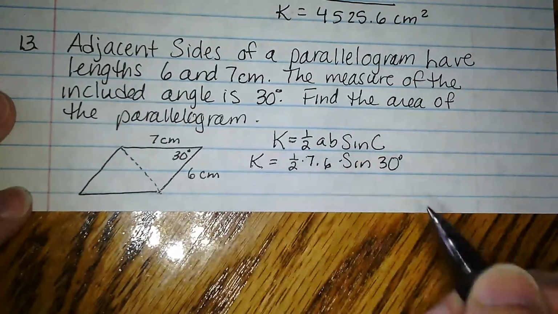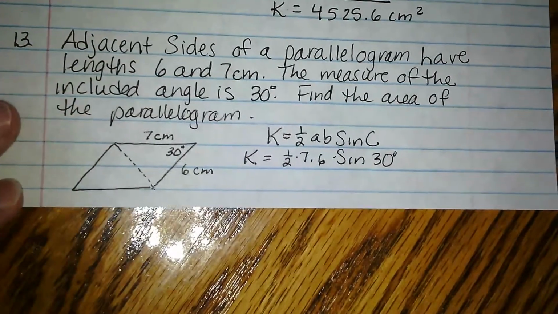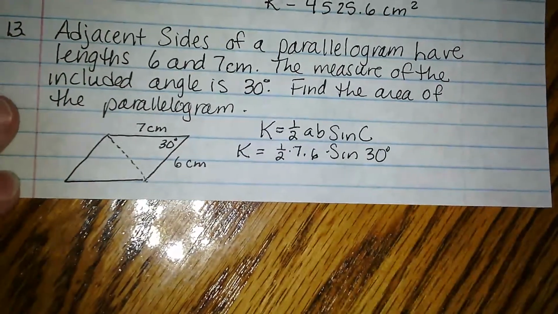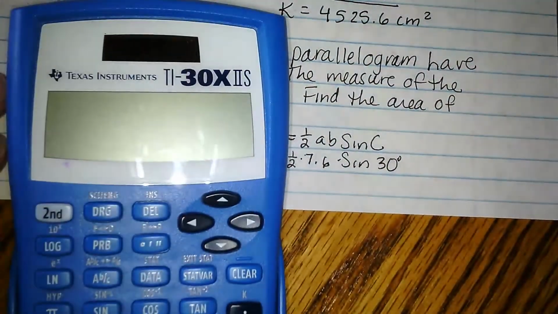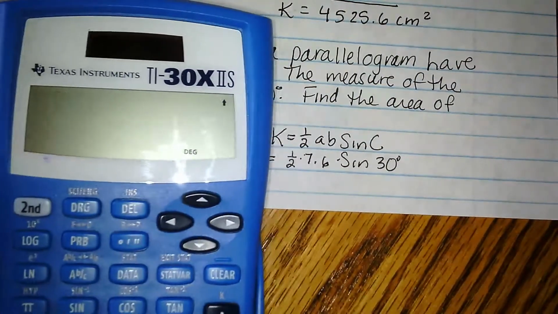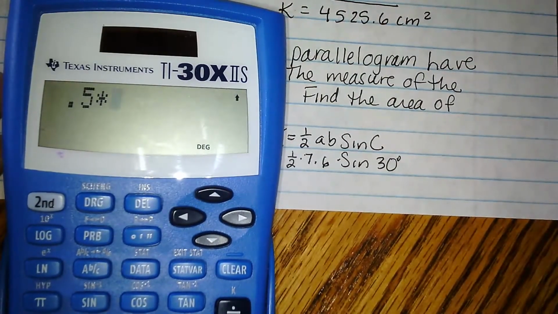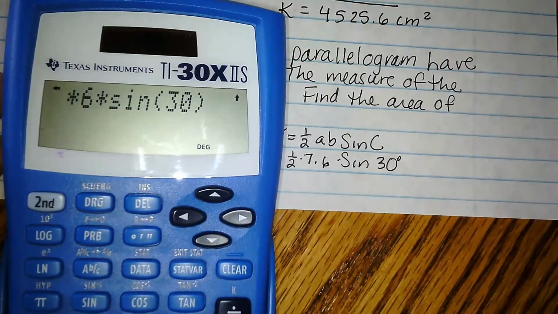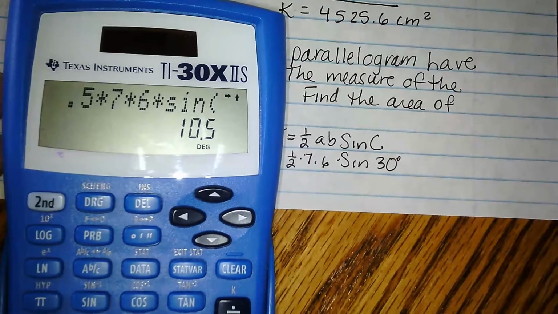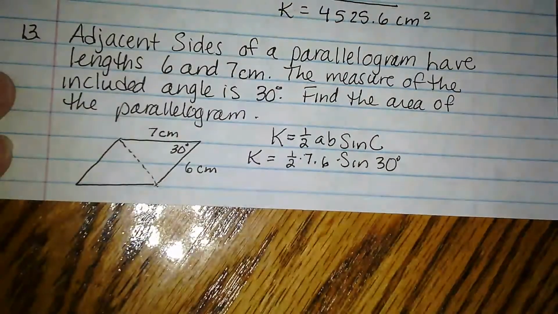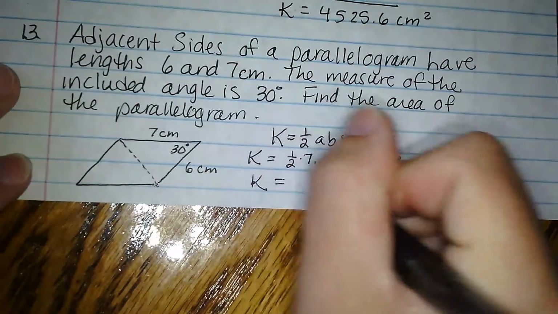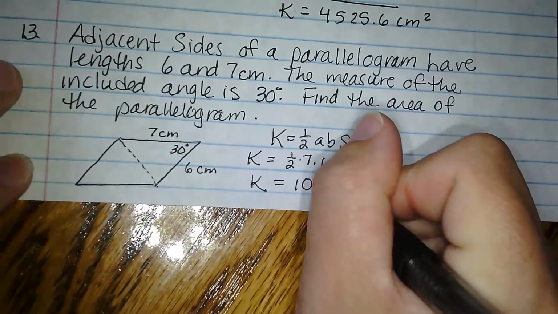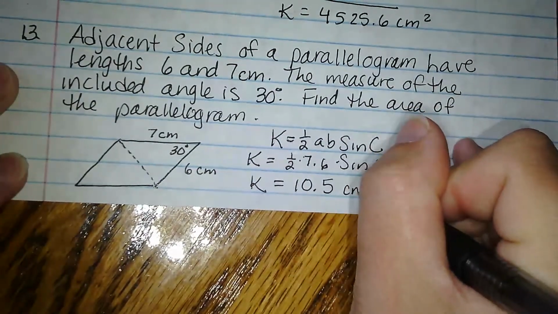And that's going to give us the area of one of the triangles. So I'm going to take my calculator and do 0.5 times 7 times 6 times the sine of 30. And that gives me 10.5. So 10.5 represents one, it's also in centimeters squared.